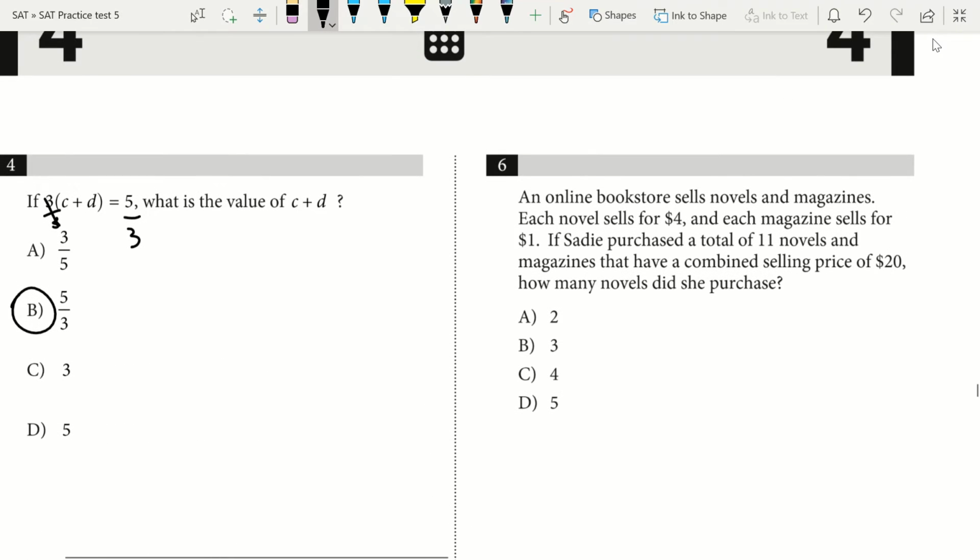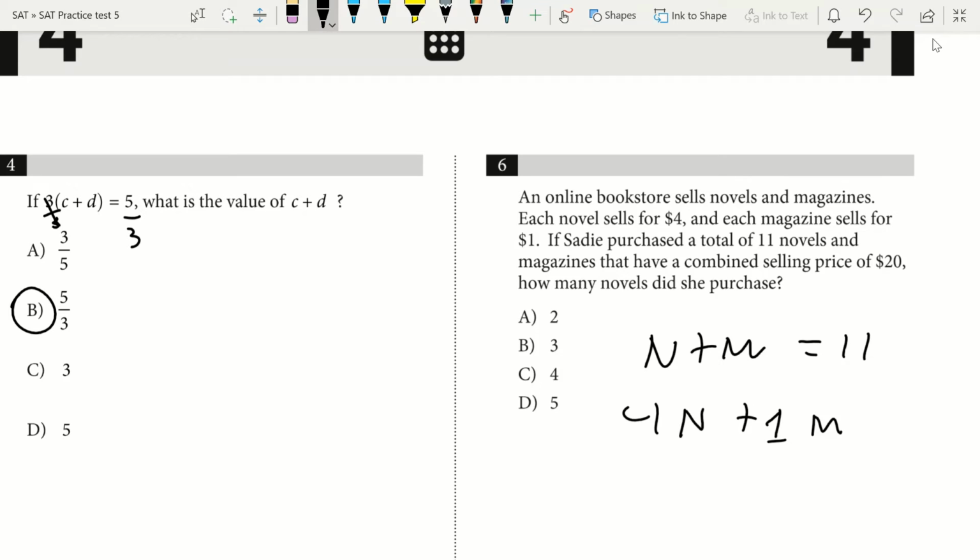Question 6. An online bookstore sells novels and magazines. Each novel sells for $4, and each magazine sells for $1. So we have 4N plus 1 magazine for our costs. If Sadie purchased a total of 11 novels and magazines that have a combined selling price of $20, how many novels did she purchase? All right, so we have to solve for N, our novels.